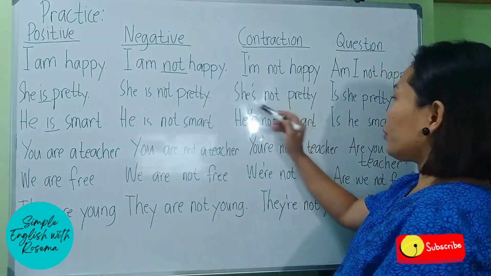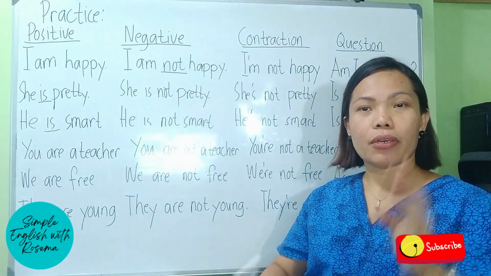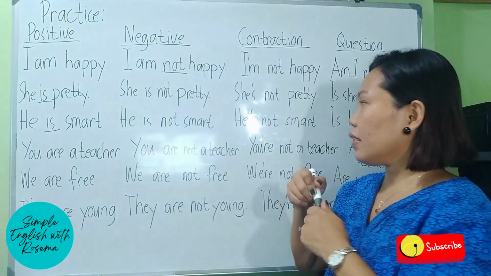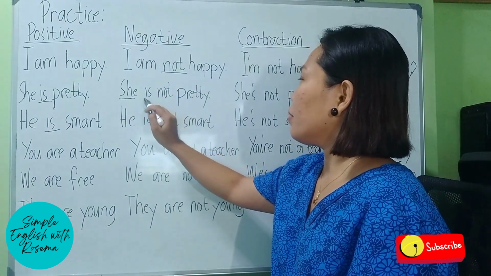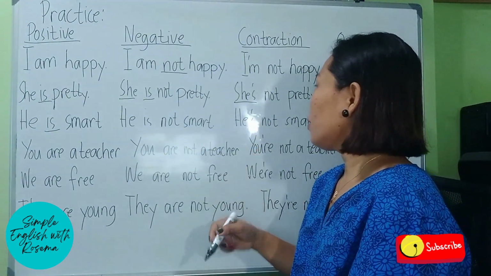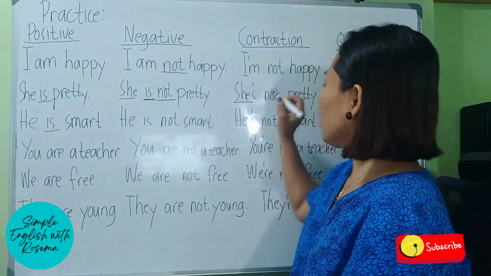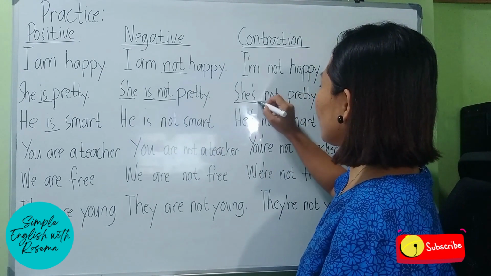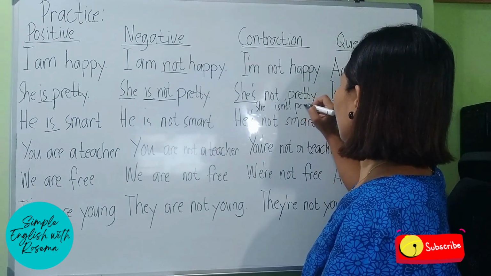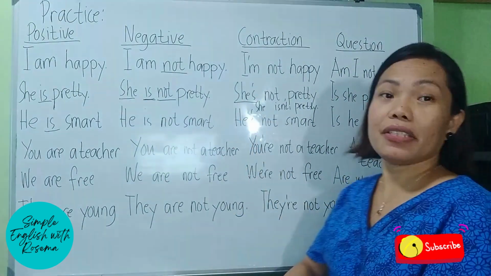Now, if you remember, I said before that contracting, or shortening, can be done in two ways. It's either the subject and the be verb, like this one, she's not pretty. Or we can also contract the be verb and the not. So the alternate sentence for this is, she isn't pretty. So, either way is correct.